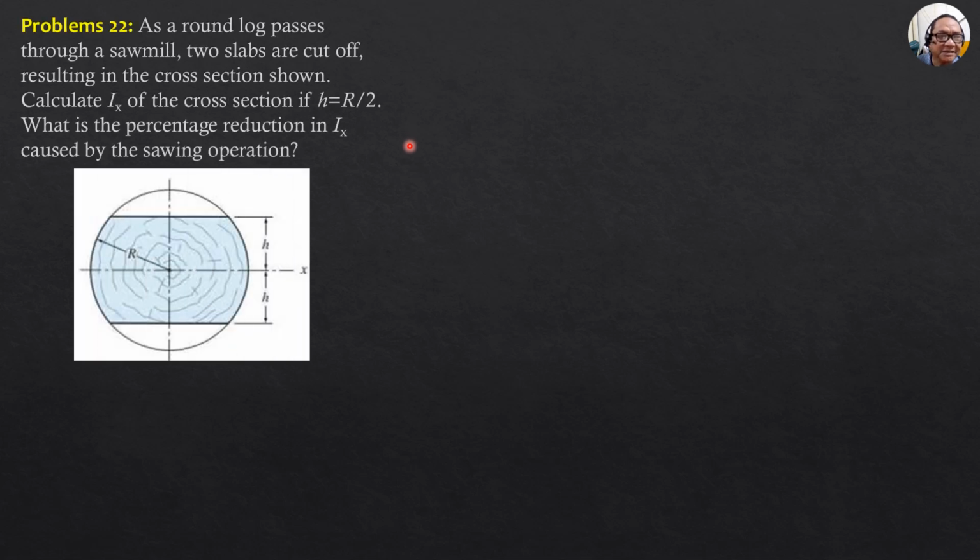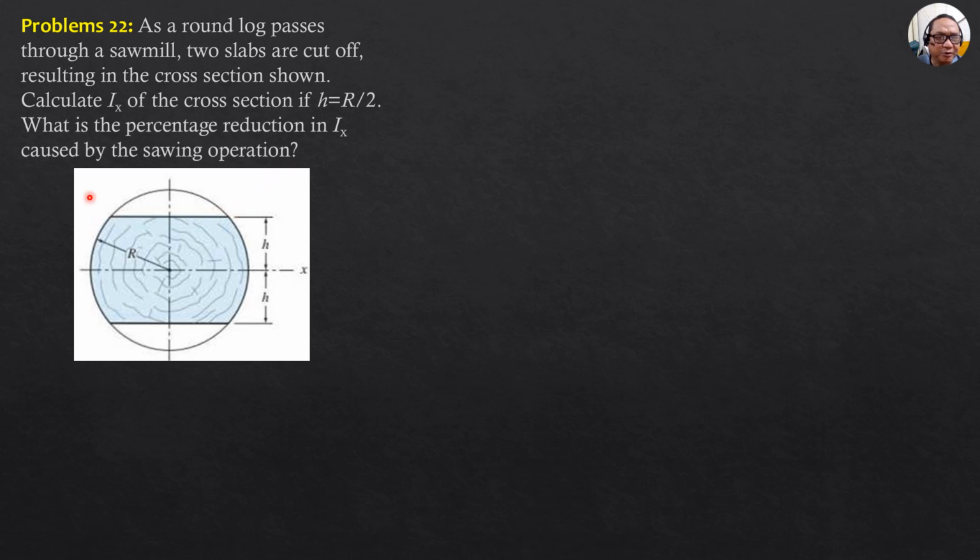So here is the problem. As a round log passes through a sawmill, two slabs are cut off, resulting in the cross-section shown. Calculate Ix of the cross-section if h is r over 2. What is the percentage reduction in Ix caused by the sawing operation?